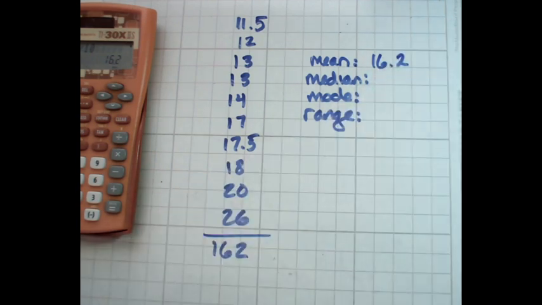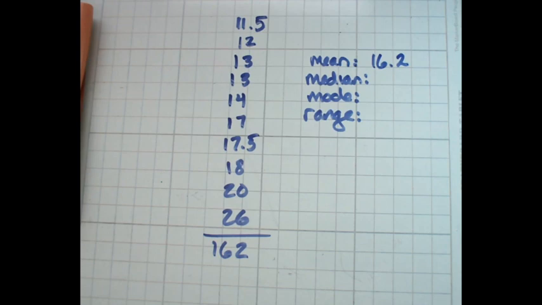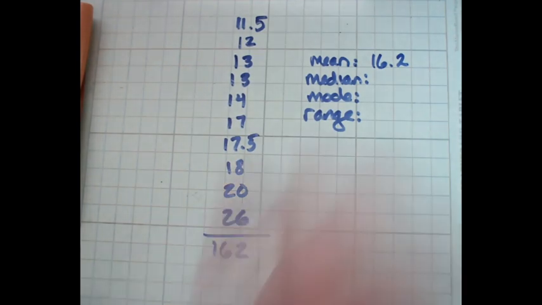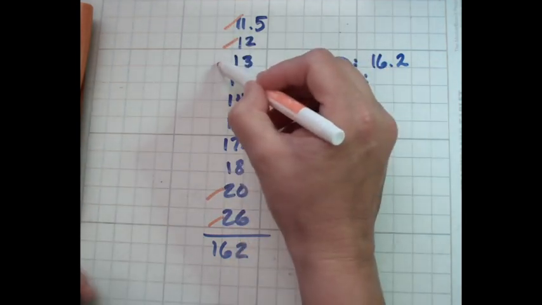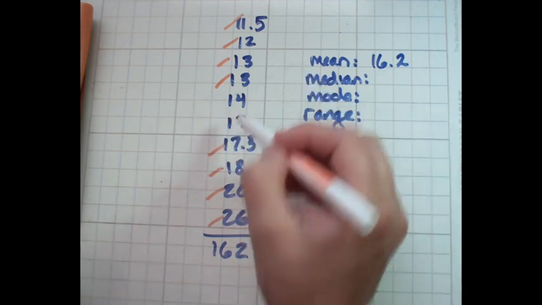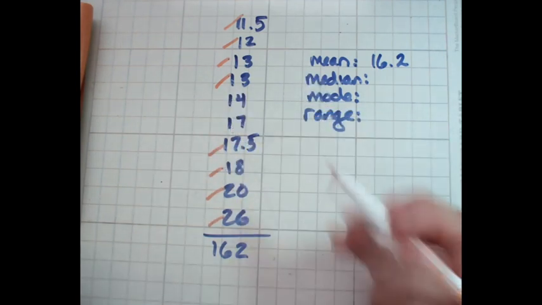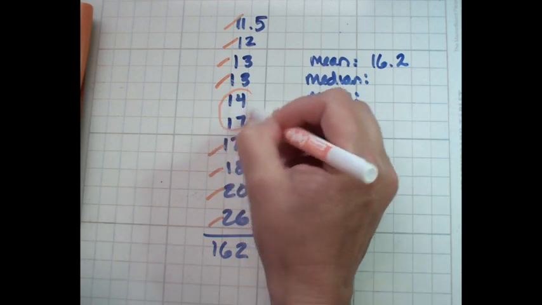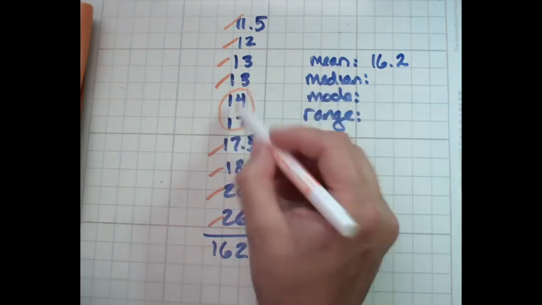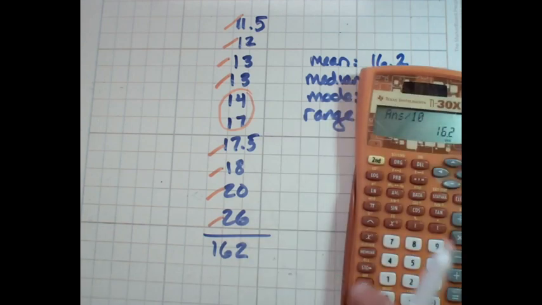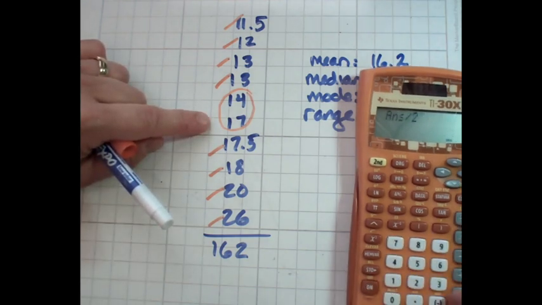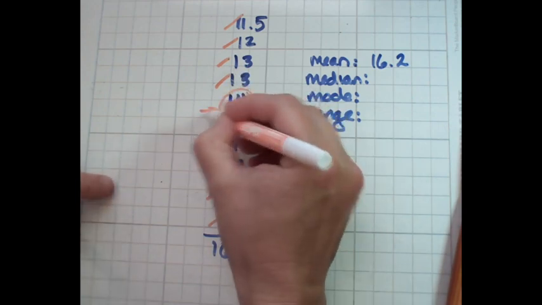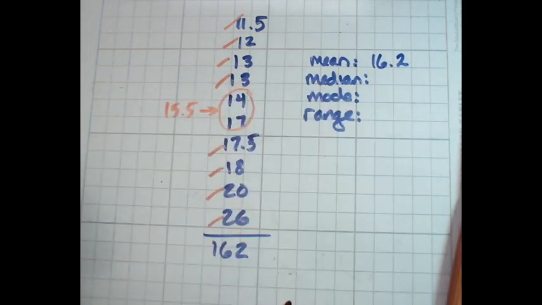The median, to find the median, I am going to get rid of the low and the high. The low and the high, the low and the high, until I have 1 or 2 numbers left. So 14 and 17 are the 2 numbers in the middle. I need the number in the middle of 14 and 17. So I'm just going to average those two together. 14 plus 17 equals 31. Divide that by 2, and we get 15.5. So 15.5 is the number in the middle.